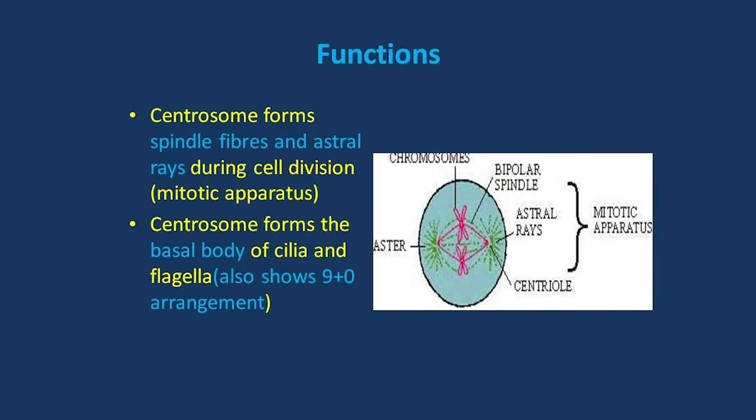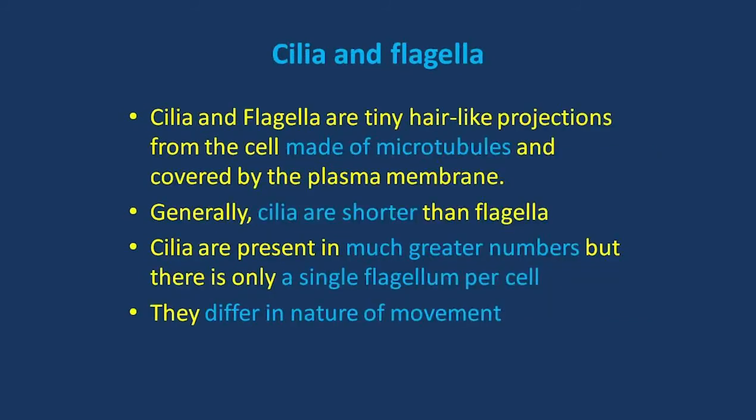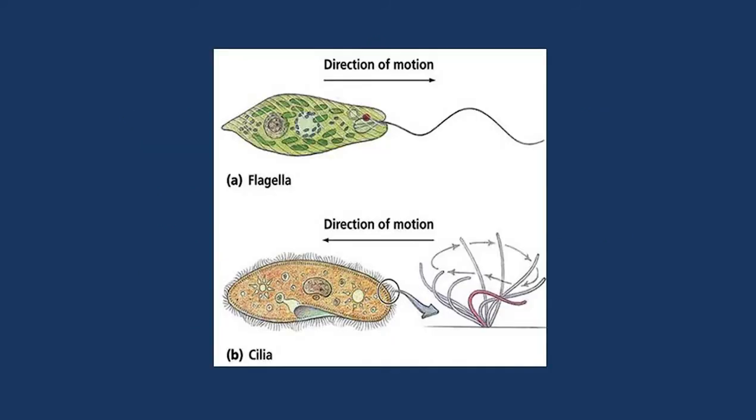Centrosome forms spindle fibers and astral rays during cell division. Centrosome forms the basal body of cilia and flagella, which also shows 9+0 arrangement. Now let us look at cilia and flagella. They are tiny hair-like projections from the cell made of microtubules and covered by the plasma membrane. Cilia are shorter than flagella. Cilia are present in much greater numbers, but there is only a single flagellum per cell. They differ in the nature of movement also. In the case of flagella, the movement is whiplash type of movement. In the case of cilia, it is usually circular movement.